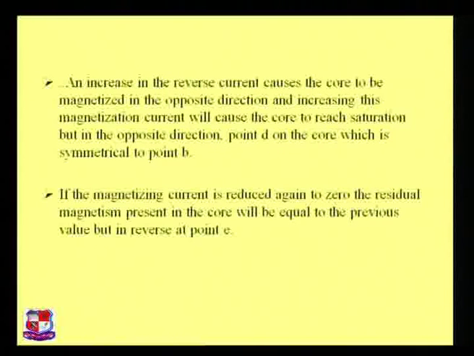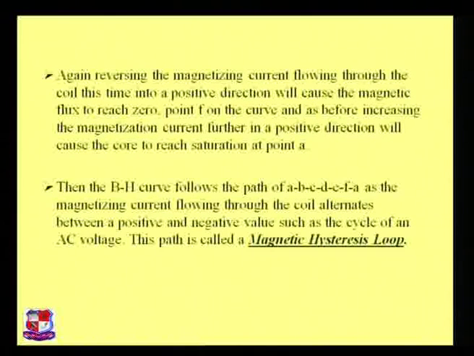If the magnetizing current is reduced to 0 again, the residual magnetism present in the core will be equal to the previous value but in the reverse direction. Again reversing the magnetizing current flowing through the coil, this time into a positive direction, will cause the magnetic flux to reach 0, point F on the curve, and as before increasing the magnetization current further in the positive direction will cause the core to reach saturation at point A.